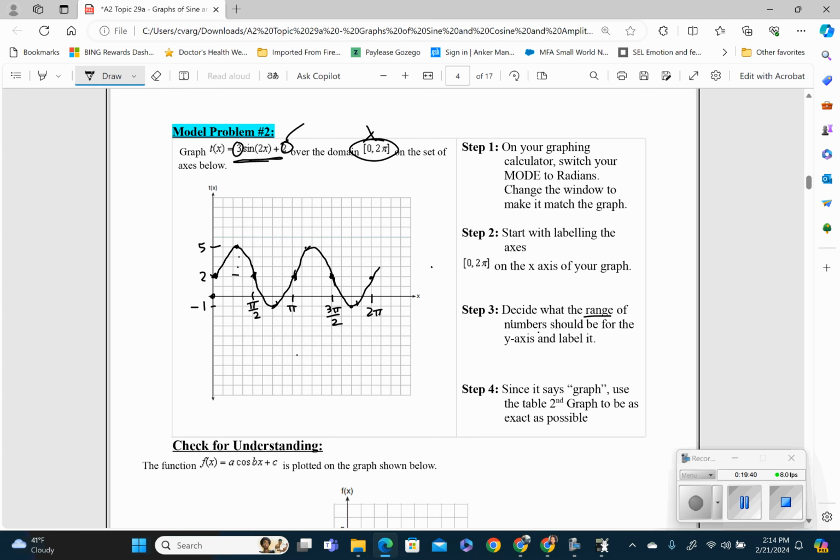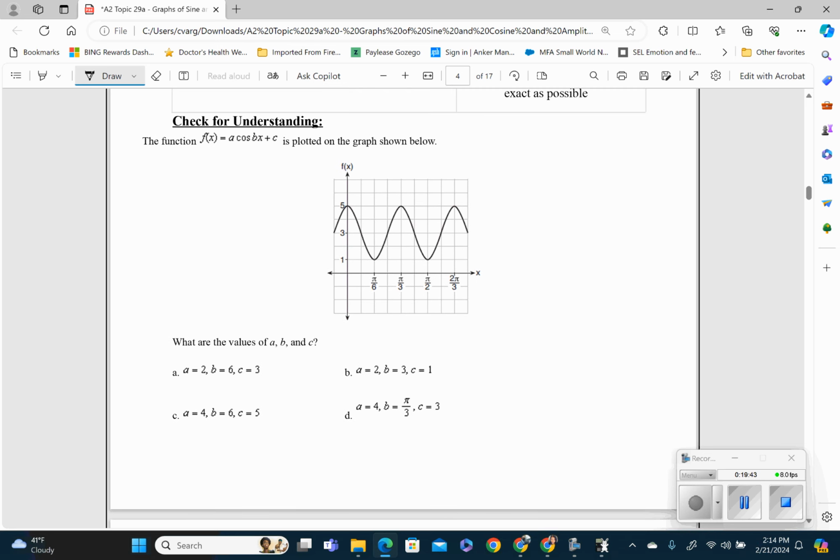All right. Let's do a check for understanding. See if you can find the A, B, and C.